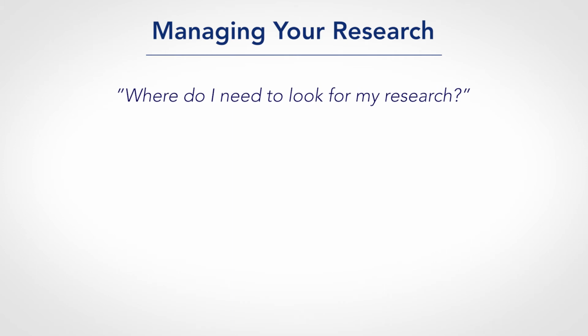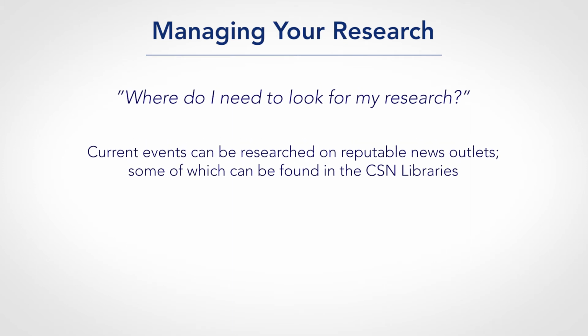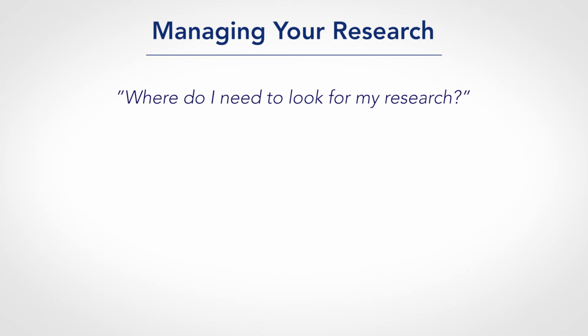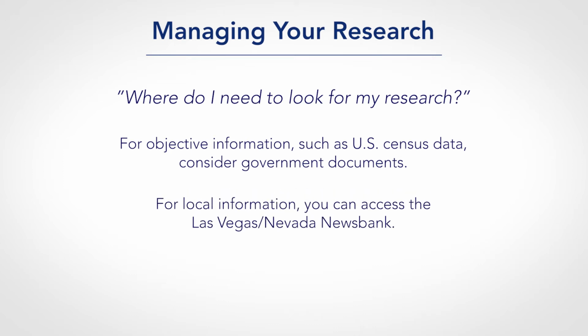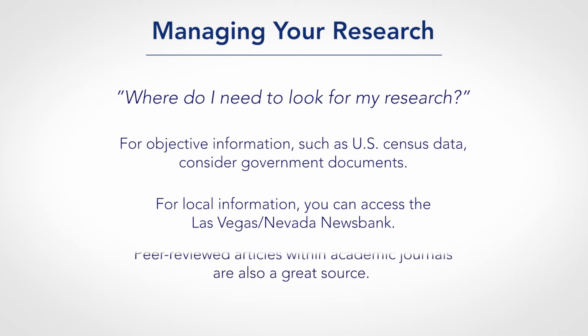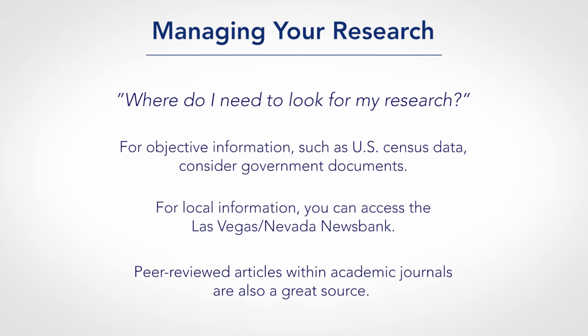Where do you need to look for your research? If you're looking for information on a current event, find a reputable news outlet like the New York Times or the Wall Street Journal, both of which can be accessed using the CSN Library's databases. For something more objective, like statistics on the US population, consider government documents, like a census report. And for local information, you can use a library database called Las Vegas, Nevada News Bank. And then, of course, peer-reviewed articles found within academic journals are bountiful sources of information on currently existing literature.